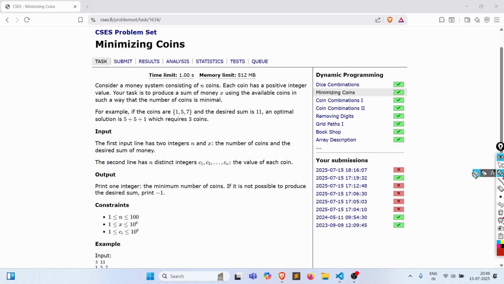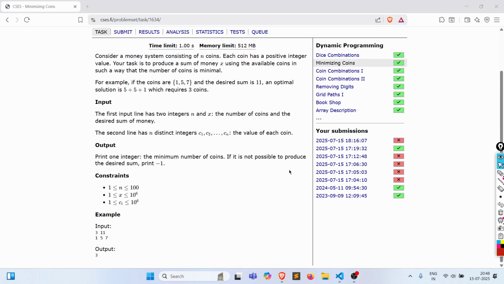So what we can do is that, basically it's a straightforward dynamic programming problem because there can be a lot of possibilities, and since we have to find the minimum number of coins required, we can use dynamic programming over here, right? So let's jump straight into the code.